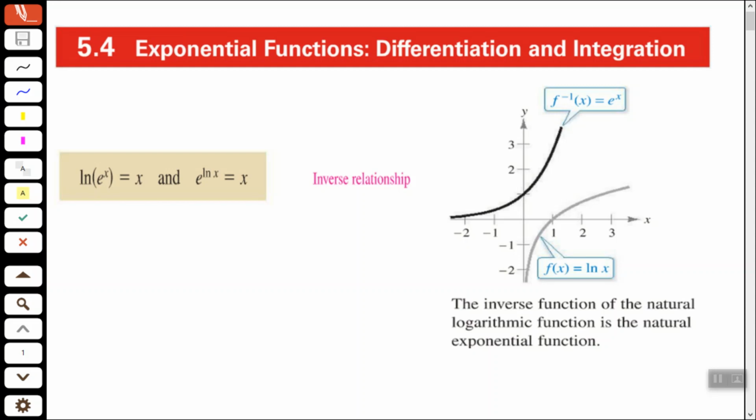In this video, we're going to look at exponential functions, differentiation, and integration. Just some basic algebra functions we have here. We know that the natural log of e to the x is equal to x, and e raised to the natural log of x is equal to x. They have an inverse relationship, the e to the x and the natural log of x, as you can see in the graph there.